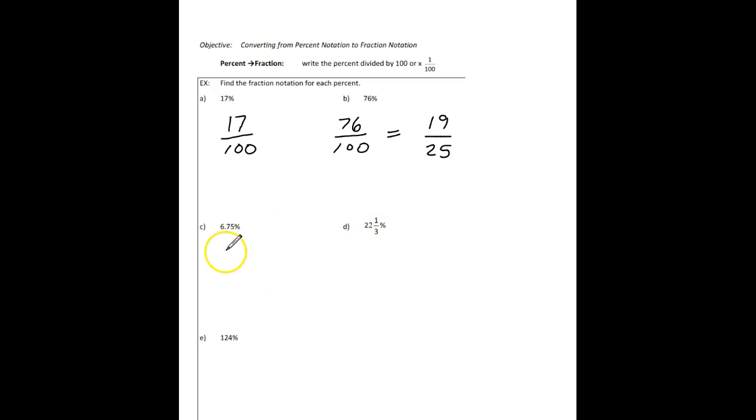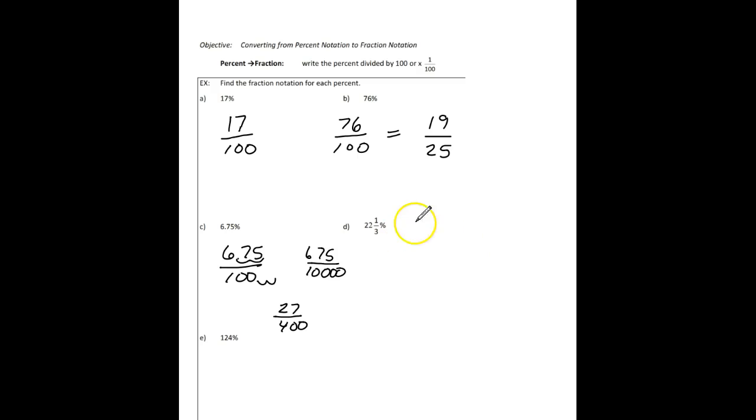Oh, this is interesting, 6.75%. So I'm going to go ahead and put this as 6.75 over 100. Now I cannot leave a decimal inside of my fraction, so I need to move this 2 places, which means I need to move it 2 places in the denominator as well. So that's going to give me 675 over 10,000. But then, of course, I should divide and simplify, and that will actually give me 27 over 400 when I simplify.